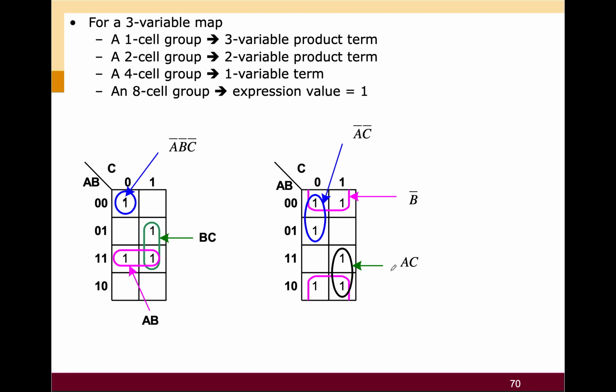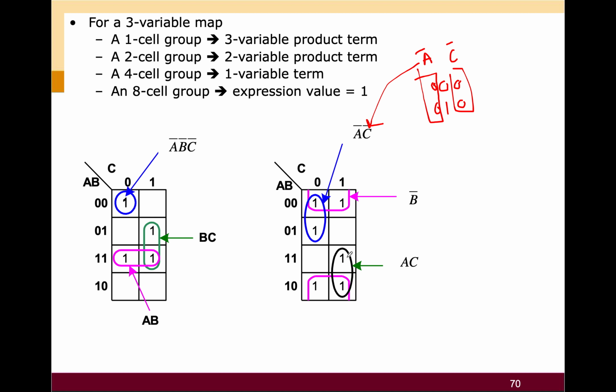So let's take a look into another example. We pick the blue color first. Blue color, we have 0, 0, 0 and then 0, 1, 0. So which one is similar is this part and this part, isn't it? So you have A bar because this one is 0. This one is C bar. So you get this one.